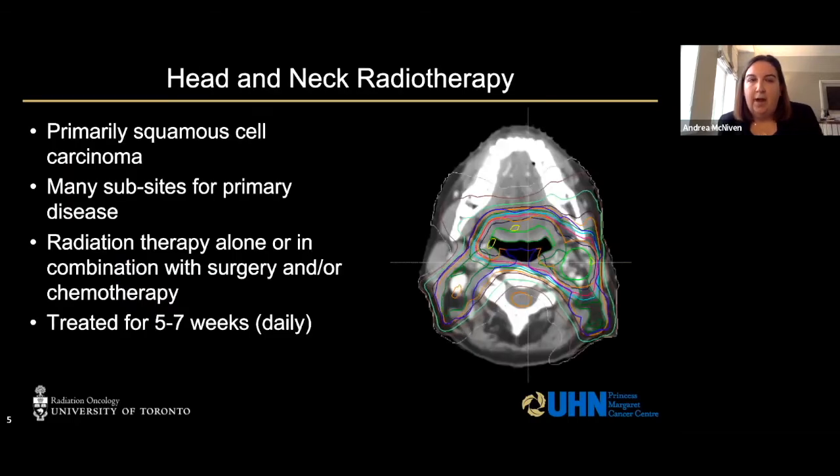Specifically for head and neck radiotherapy, we primarily have squamous cell carcinoma as the main type of cancer, and there can be many subsites for the primary disease, from nasopharynx to oropharynx to the larynx or tonsils or base of tongue, all different regions within the head and neck. The patients will often undergo radiation therapy alone or in combination with surgery and or chemotherapy. They receive really long courses of treatment typically, so they are treated daily for 5 to 7 weeks. So a long course with many visits to the hospital for the delivery of the radiotherapy.